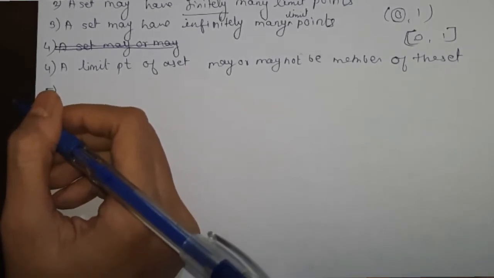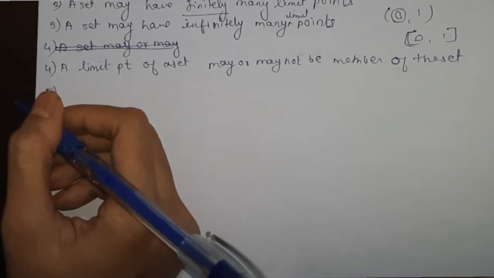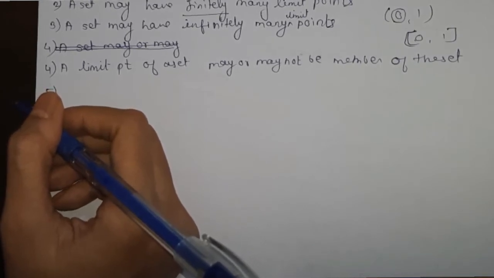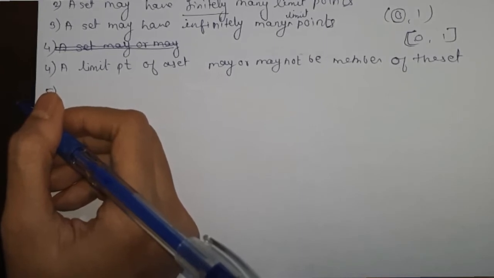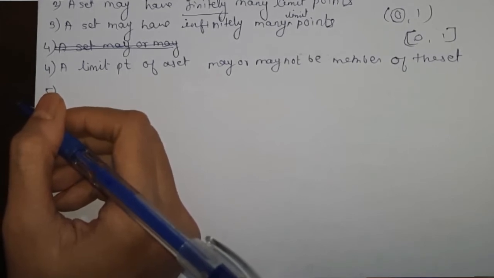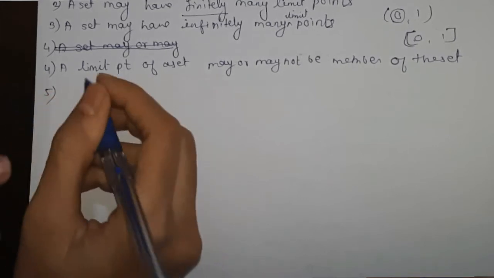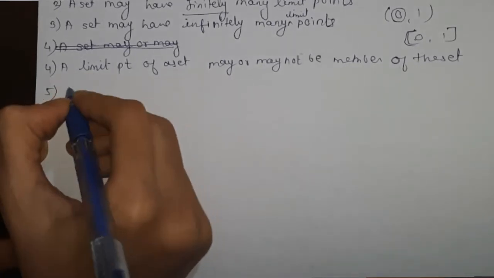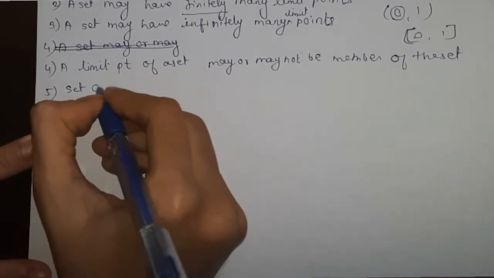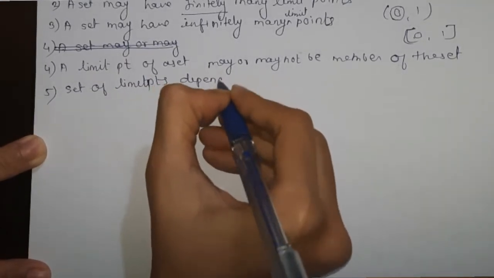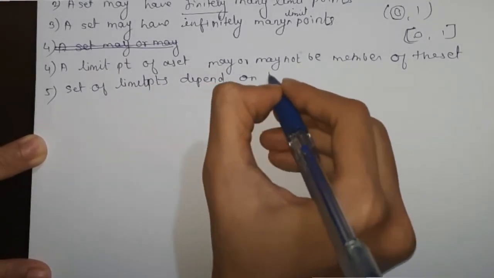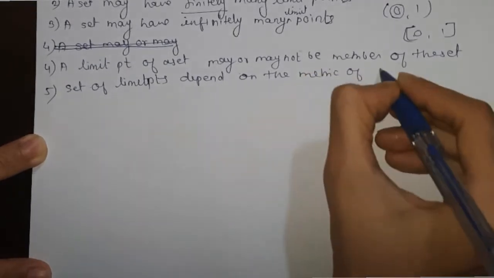We have different types of metric spaces, and for those metric spaces the limit points differ. Means after changing the metric space, the limit points of this set also change. So this is our fifth property, that the set of limit points depends on the metric of the space.